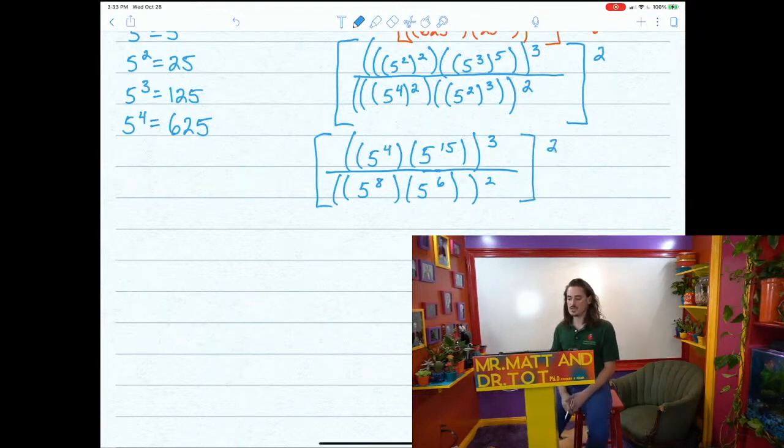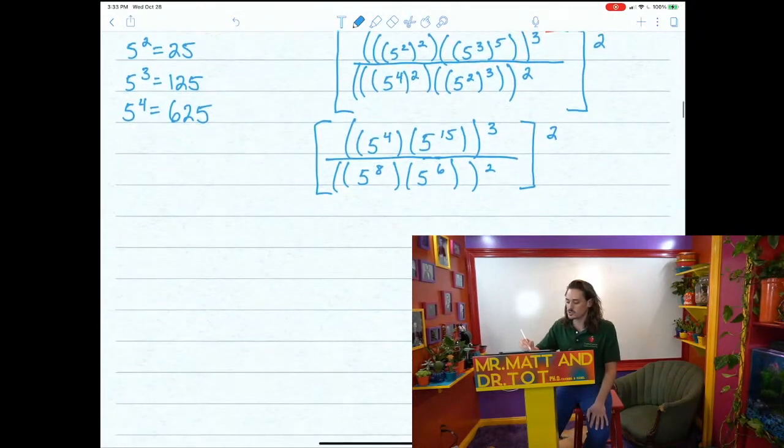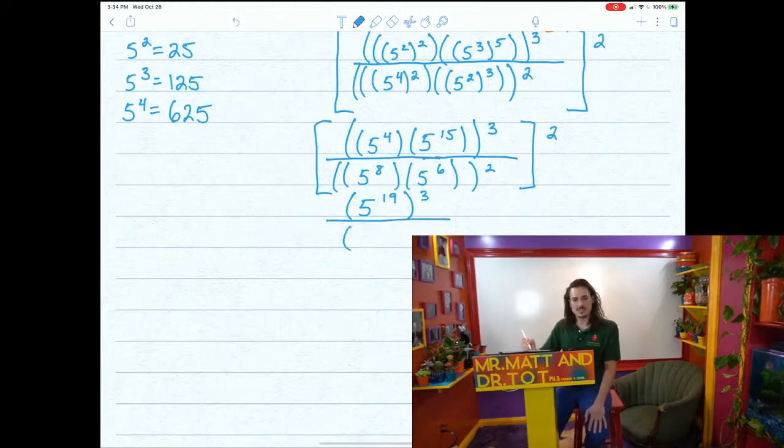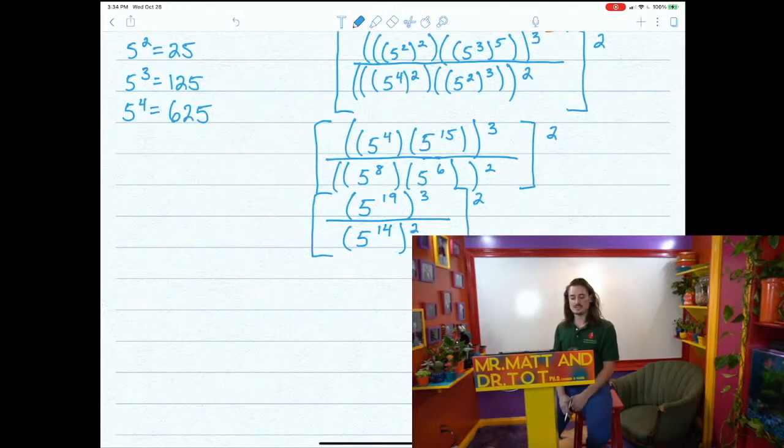Now inside the parentheses for the numerator and denominator, we have multiplication with common bases raised to exponents. So we know we can keep the base, add the exponents. So in the numerator, we're going to have 5 to the 4 plus 15 power. So this is going to turn into 5 to the 19th power, quantity raised to the 3rd power, divided by 5 to the 8 plus 6, which is 5 to the 14th power, quantity squared, so the whole denominator squared, and then we still have these brackets squaring on the outside. I'm going to give you 2 more minutes. I'd like you to complete this problem, and then I'll give you the answer.